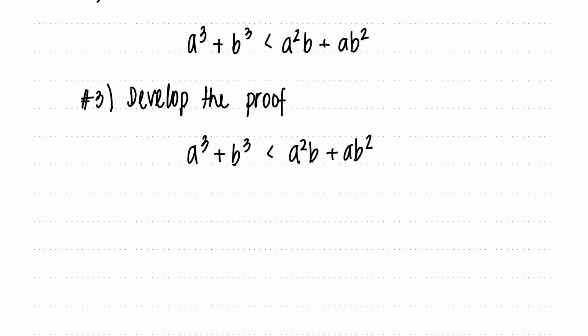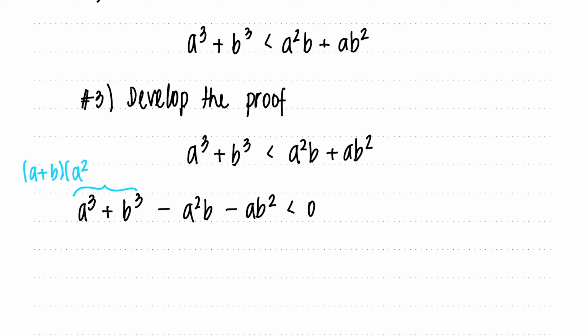And in this case, I'm gonna move the two terms from the right to the left-hand side, or subtract a squared b plus ab squared from both sides. So this is what we have, less than 0. Now, from question A, and this is where the hence comes into play, I'm going to rewrite a cubed plus b cubed as a plus b, a squared minus ab plus b squared.